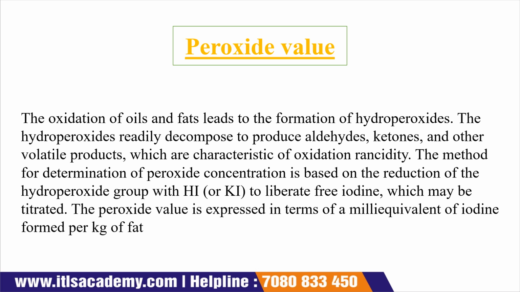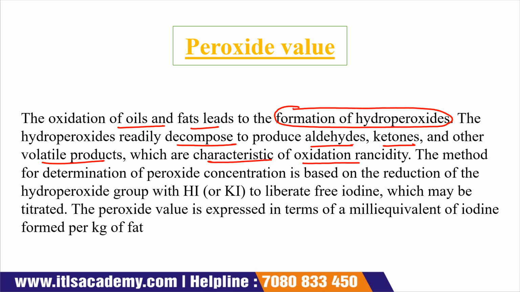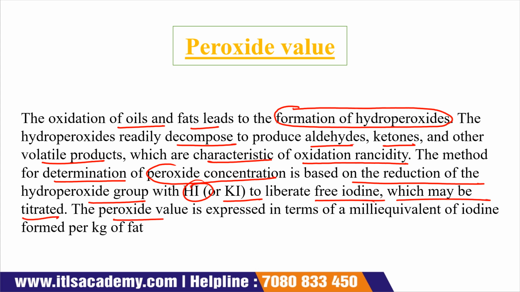Peroxide value: the oxidation of oil and fat leads to the formation of hydroperoxide. This hydroperoxide decomposes and produces aldehydes, ketones, and other volatile products. When these hydroperoxides are decomposed, they form aldehydes, ketones, and other volatile products, which are the characteristic of the oxidation rancidity. This method is used for determining the peroxide concentration, which is based on the reduction of the hydroperoxide group with HI or KI, and it liberates free iodine, which may be titrated. The peroxide value is expressed in terms of milliequivalents of iodine per kg of the fat.